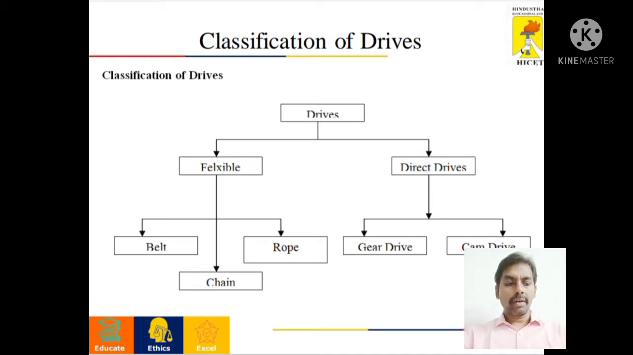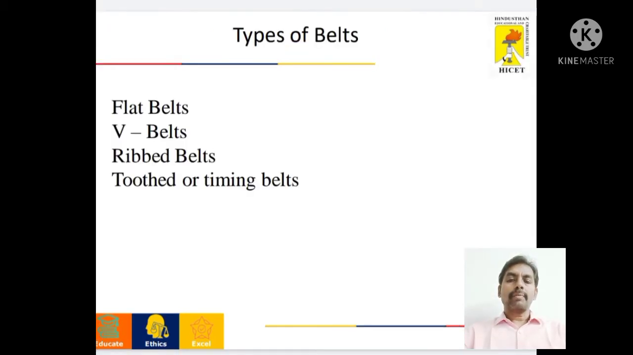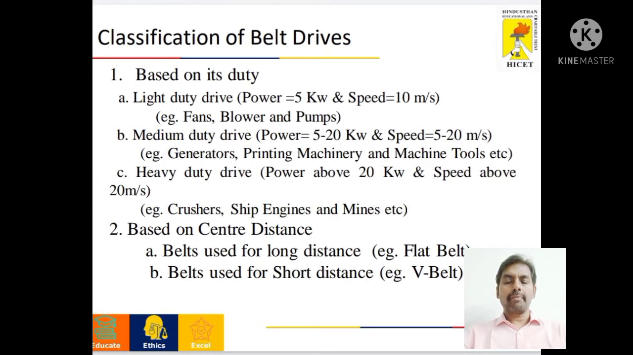Next one we are going to see the types of belt: flat belt, V belt, ribbed belt and toothed belt. So these are the types of belts. Next one is classification of belt drive. First one is based on its duty, second one is based on its center distance, and third one is based on the structure.